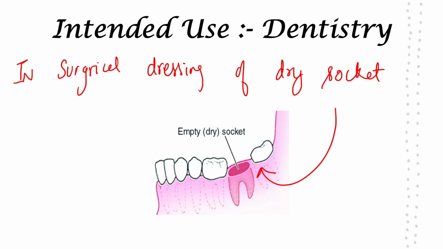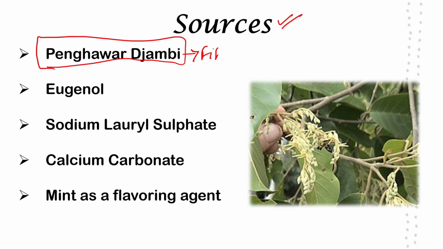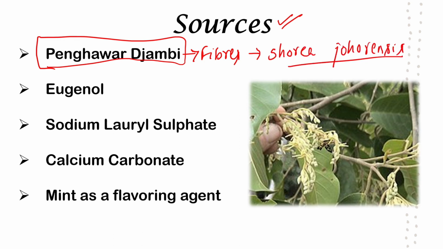Now let's talk about various sources and uses of the following compounds that are mentioned in the composition. First we have the main compound itself, that is pengavar-jambi fibers. Shorea johorensis, commonly known as pengavar-jambi, is a tree species belonging to the Dipterocarpaceae family and it is native to the tropical rainforests of Southeast Asia, particularly found in Indonesia and Malaysia. It typically grows in lowland forests and can reach a height of up to 30 meters.